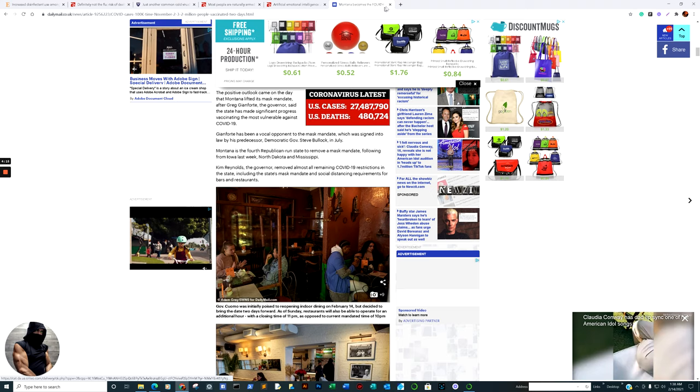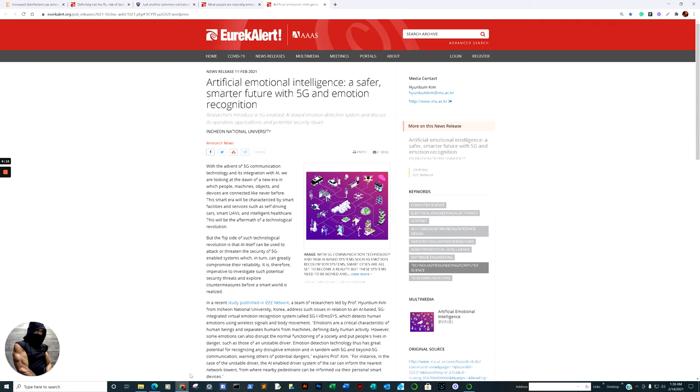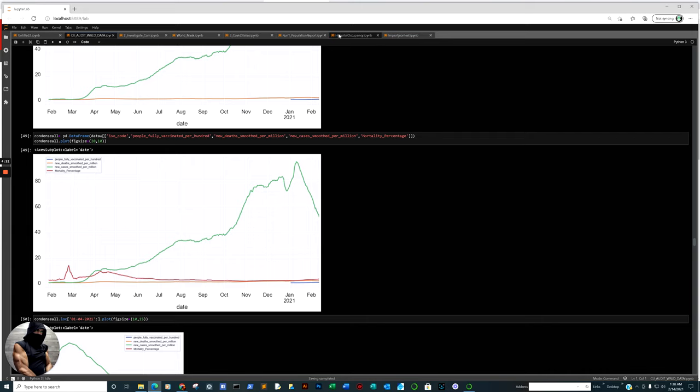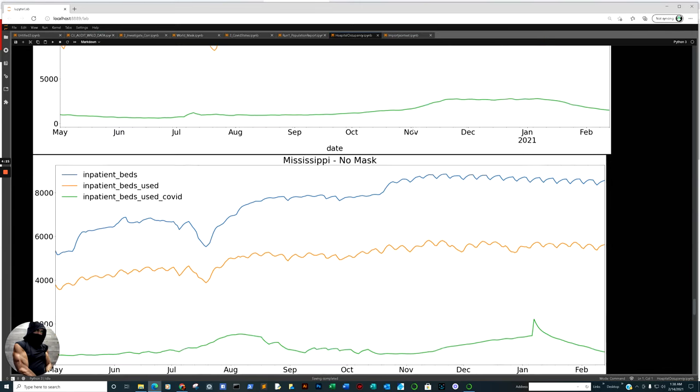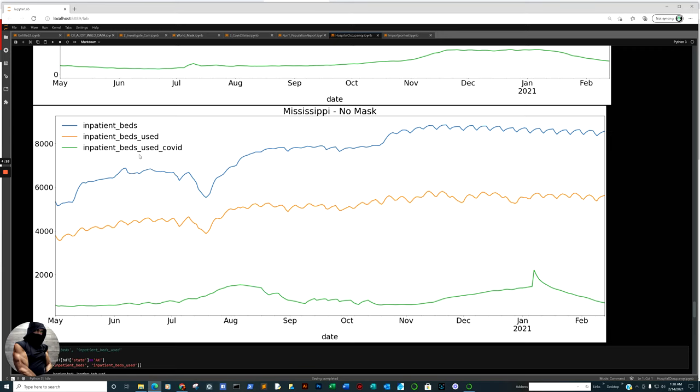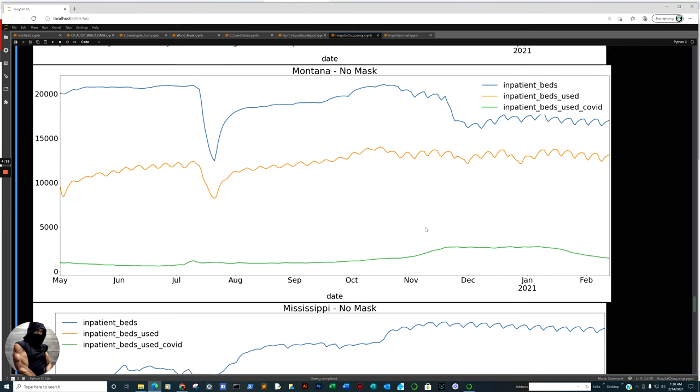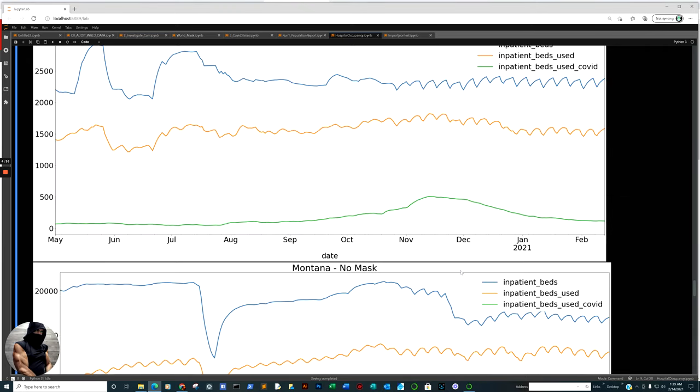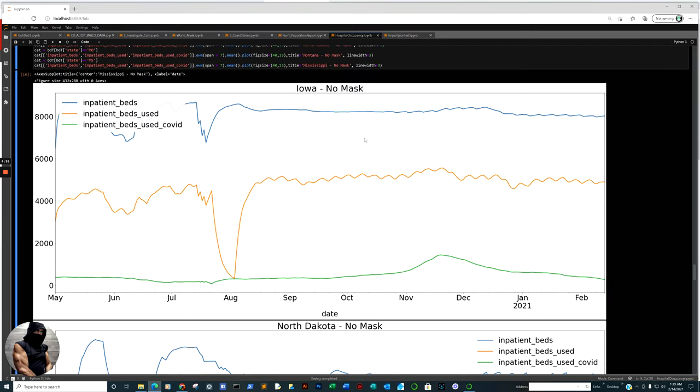So what we did, and I'm going to close this out right here, is add these to our watch list. When we go to hospital occupancy, we will have Mississippi. There's your green, which is inpatient beds used with COVID, starting back from May all the way up to February. And we added Mississippi, Montana, North Dakota, and Iowa to our watch list. That does not mean they're performing poorly. In fact, it can mean the exact opposite, because we're looking for some sort of correlation between social distancing and mask use. And uncomfortable as it may sound for a lot of individuals, you do need to have controls. These states are now controls.